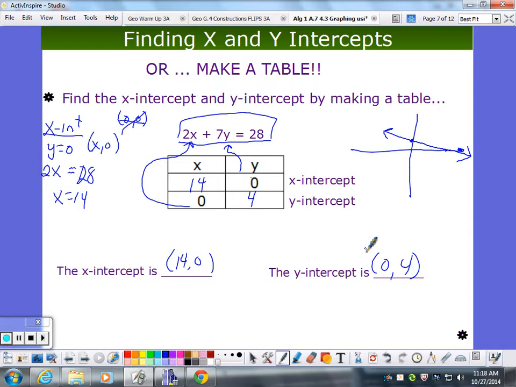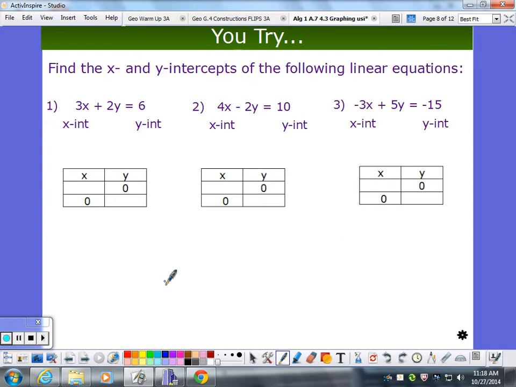I'm confused on intercepts. Let's do it again. Okay? It sounds like you're adding 0 to both. I'm not adding 0. What I'm doing is I'm finding the xy pair that looks like this, and the xy pair that looks like this. Because x-intercepts have a y value of 0, and y-intercepts have an x value of 0. So that's what I'm trying to find. You can use the table, you cannot use the table, but that's what I'm trying to find.